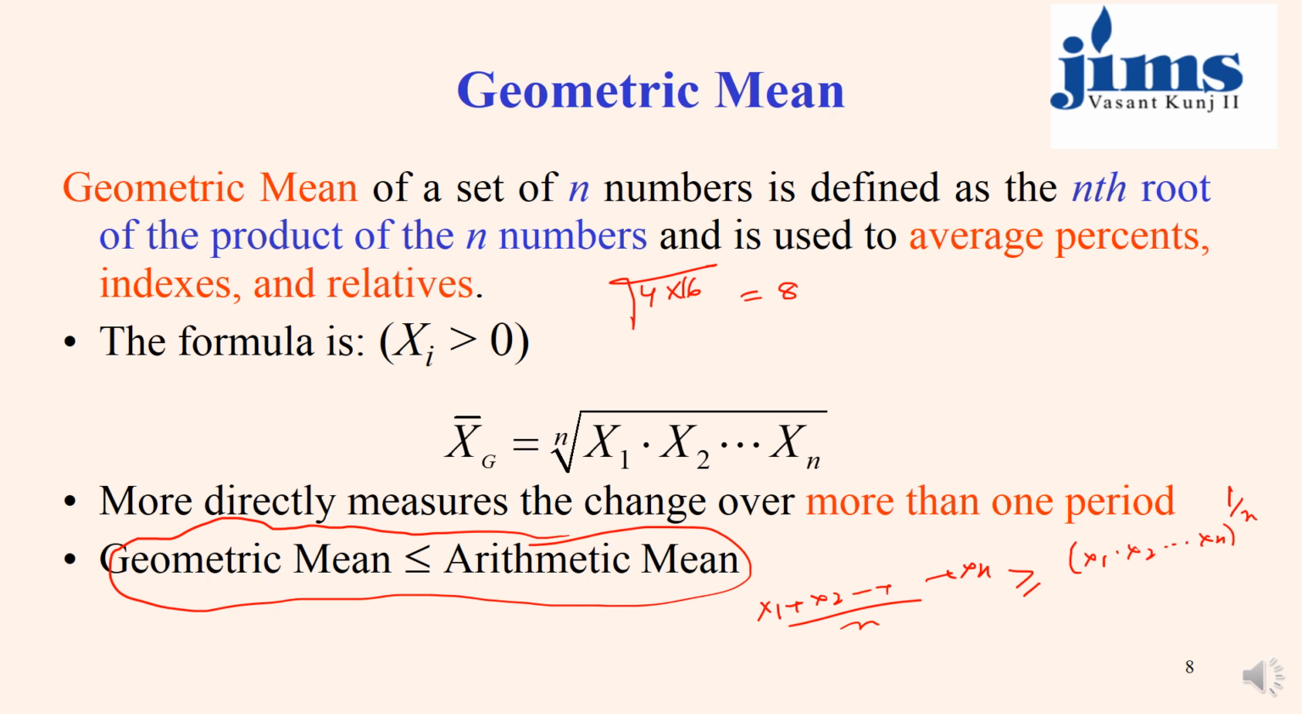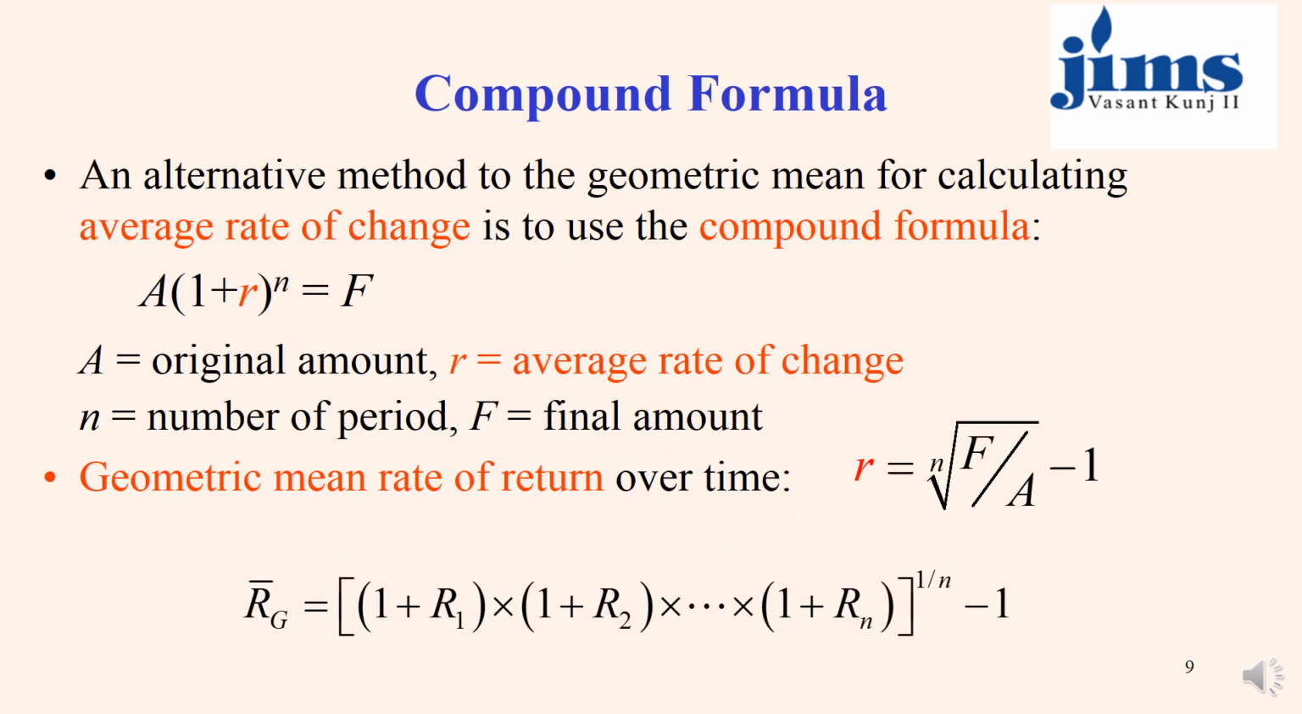It is usually used for population, indexes, and when percentages are given. Now the compound formula: in compound interest, we have to find the compound interest. If the rate of interest varies, say the first year is R1, then R2, R3 like this, and you want to find the geometric mean rate, then we should take the formula like this. I hope it is clear to you.